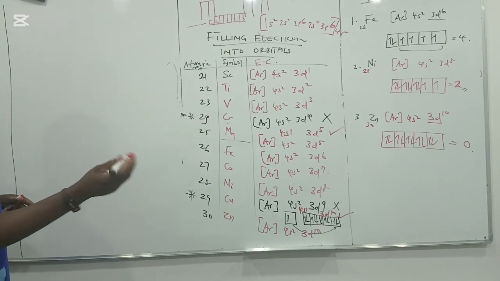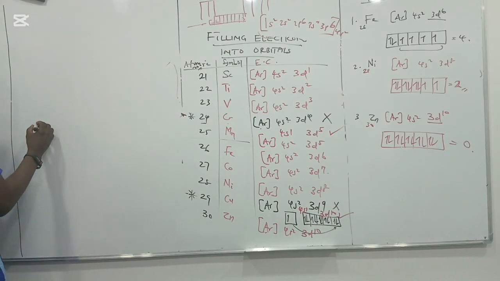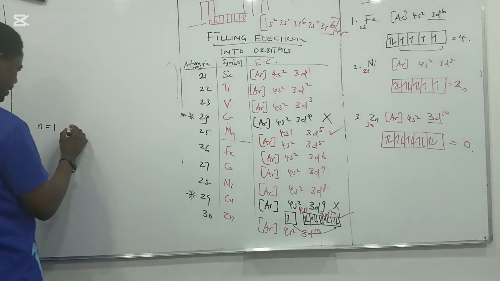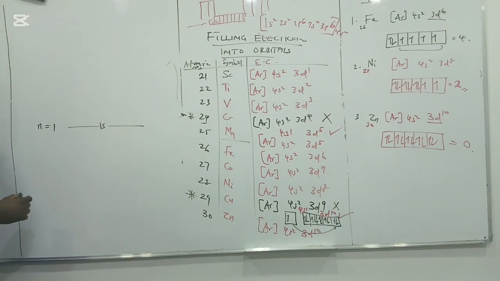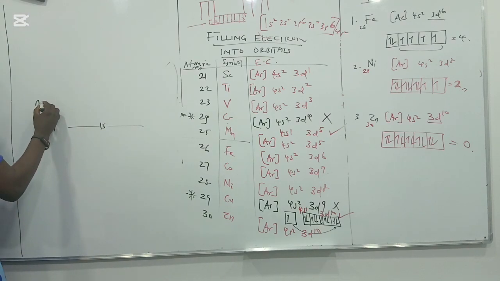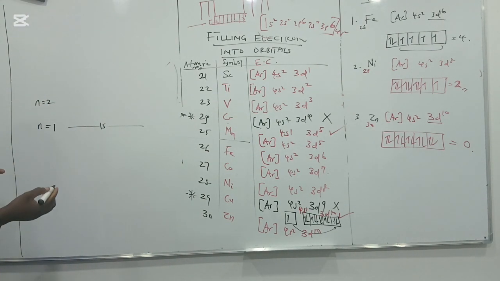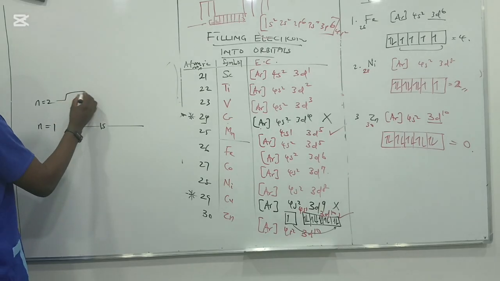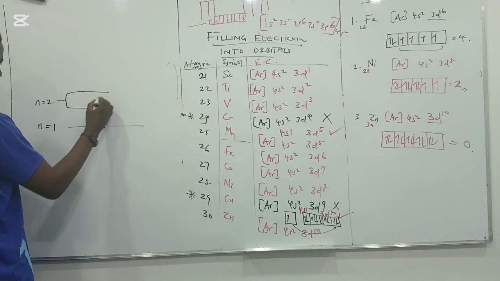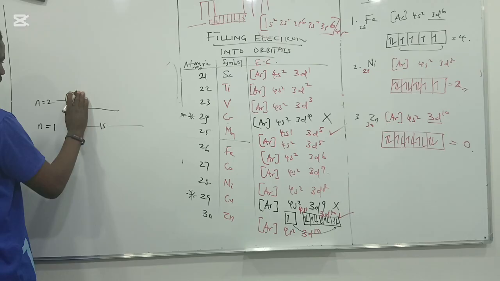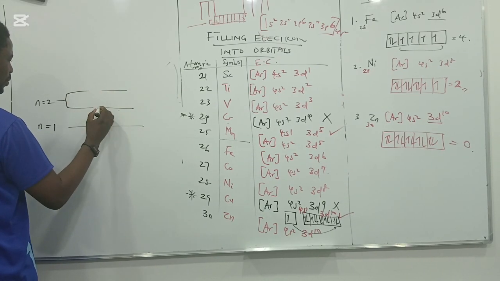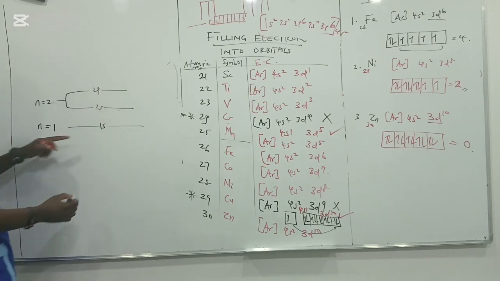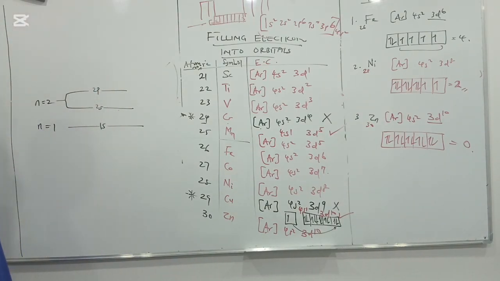But before I do that, let me show you something. For n equals 1, that is the first shell, so that is the 1s that is there. For n equals 2, that is the second shell, we have 2s and 2p. So let me just put it like this. Are you watching what I'm doing? You can see we fill the lower energy first before the higher one. That's what I'm saying.